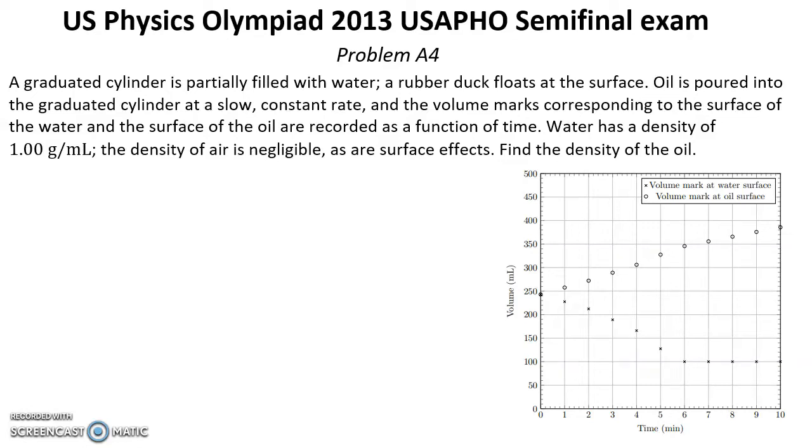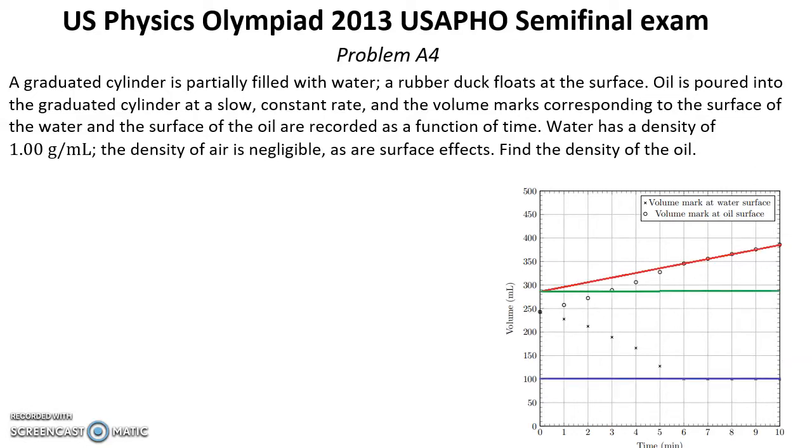Let's draw additional lines on this graph. Initially, when we check these two lines with small circles and small crosses, they are connected in the beginning of time. It means that oil was absent at 0 point. And in this point, the total water level was V1 equal 243 milliliters. It means that it was the total volume of water plus the volume displaced by this rubber duck.